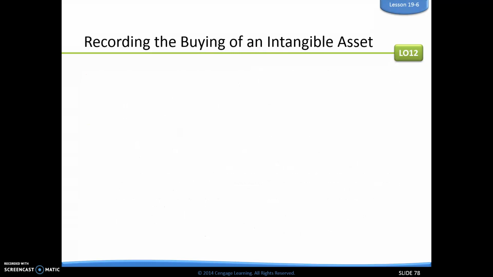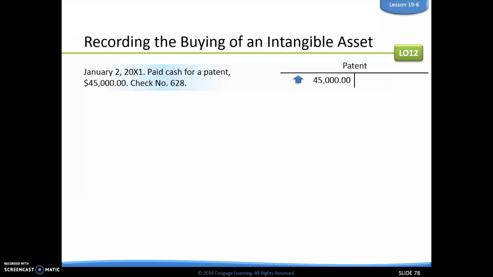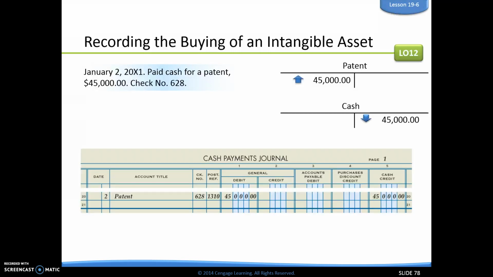So when we actually go ahead and record the buying of this intangible asset, our patent goes up, that's our intangible asset, and cash goes down with a credit. That's going to be in our cash payments journal. Patent goes in the account title, check number, debit, and then cash credit.